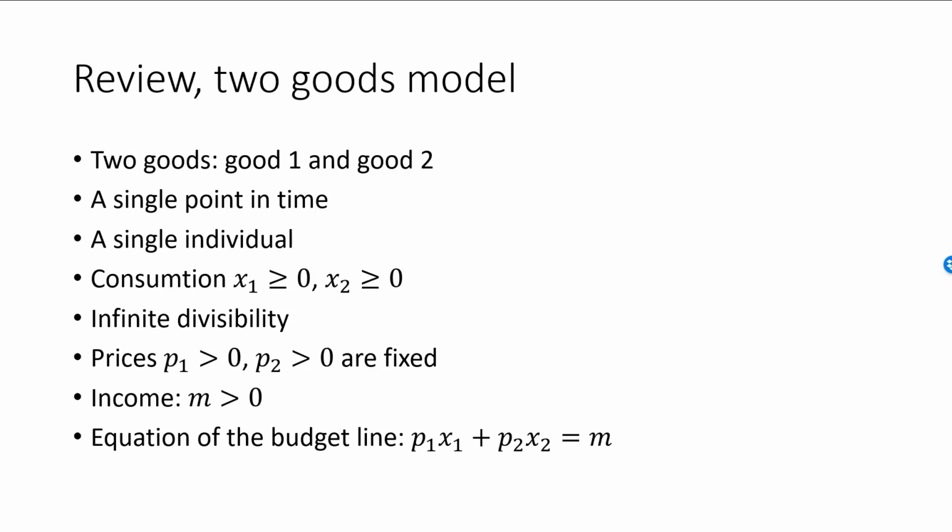We define the equation of the budget line as the equation P1x1 plus P2x2 is equal to M, and we define the budget line as the collection of bundles satisfying the equation of the budget line. What we will do now is to introduce preferences over these goods. So here's the basic idea. Say that good 1 is cookies while good 2 is milk.